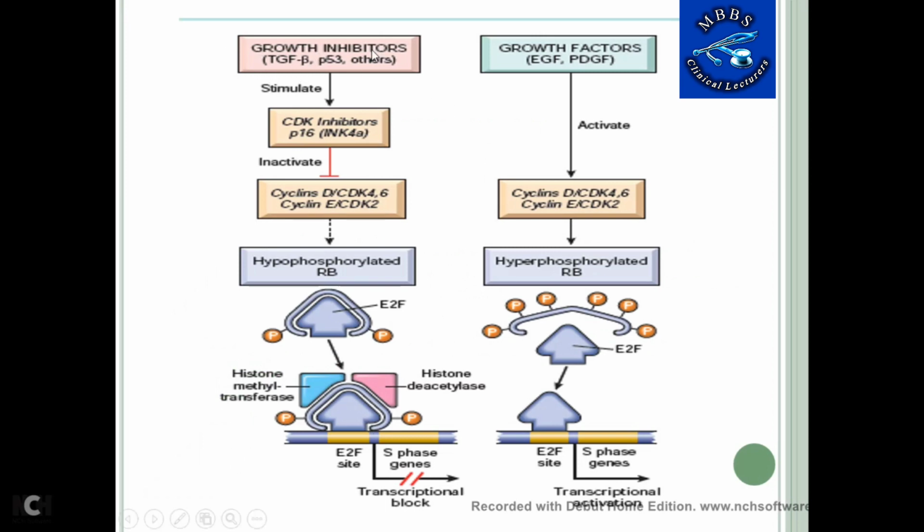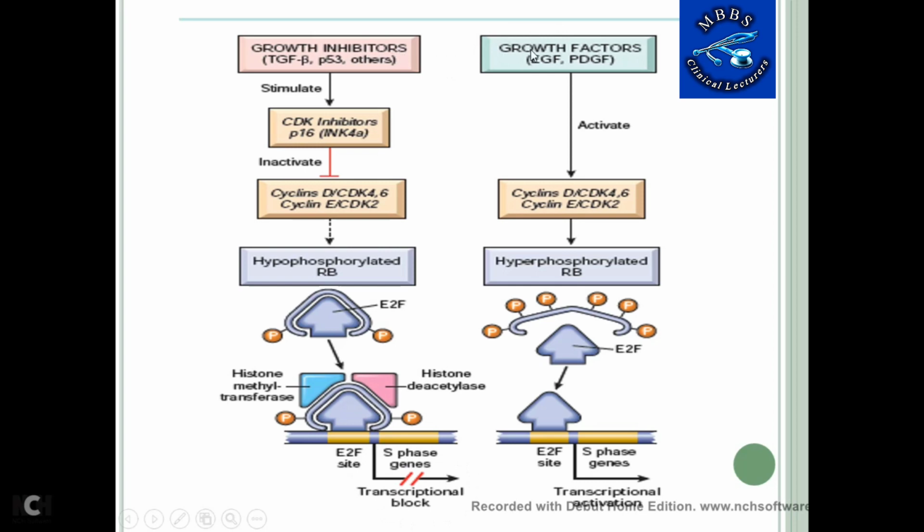Now, this is how it acts. When there are growth inhibitors, the growth inhibitors actually stimulate the CDK inhibitor P16, and the function of P16 is to inactivate the cyclins. So when this pathway occurs, the cyclins are kept in check, and the RB stays in the hypophosphorylated state, that is, it is not phosphorylated. The E2F remains attached to it, and whenever the E2F protein is attached to the RB, there will be no replication. There will be a transcription block, right?